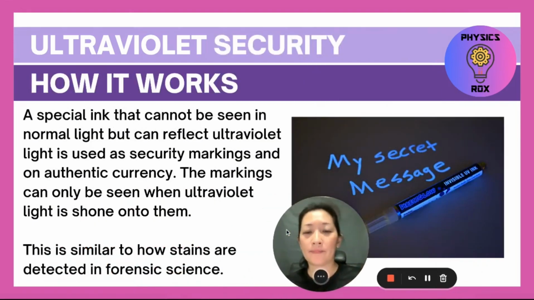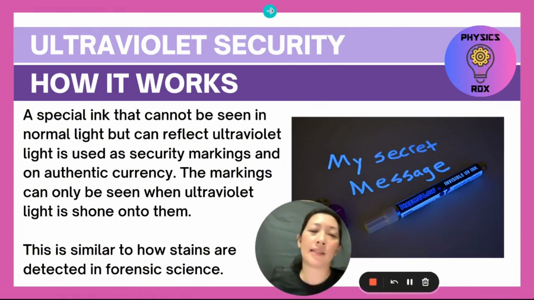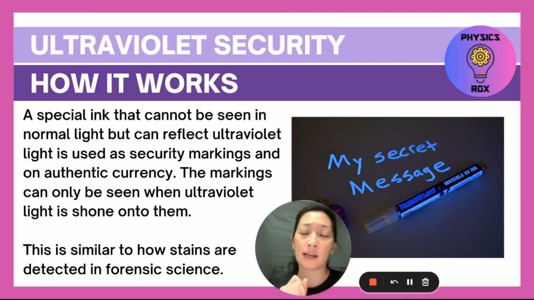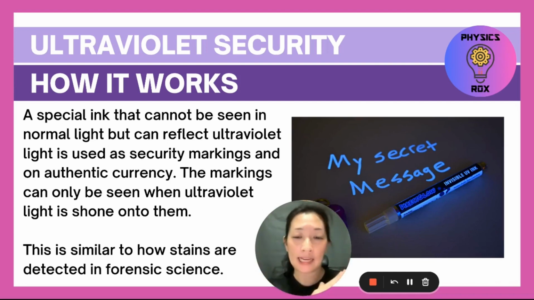For UV, how it works is that there is a special ink that cannot be seen under normal light, but it can reflect ultraviolet light. We use it as security markings as well as on authentic currency. These markings can only be seen when we shine ultraviolet light on them. So under normal light, you can't see anything, but when you shine it, you can see the writing, or the ink on the authentic currency. That's how we use them as security markings. Similarly, this is also how stains are detected in forensic science.